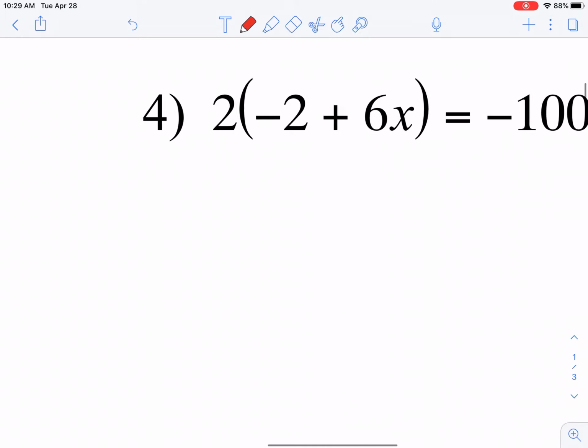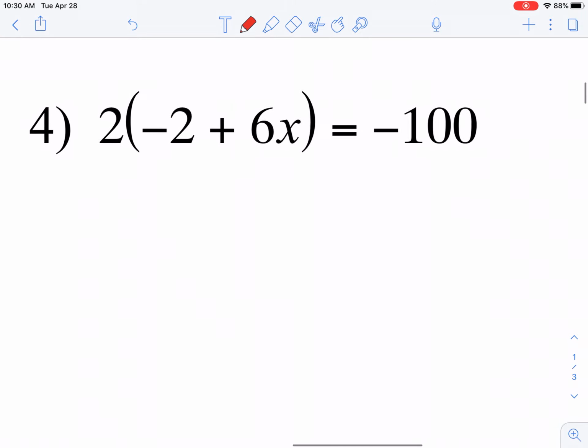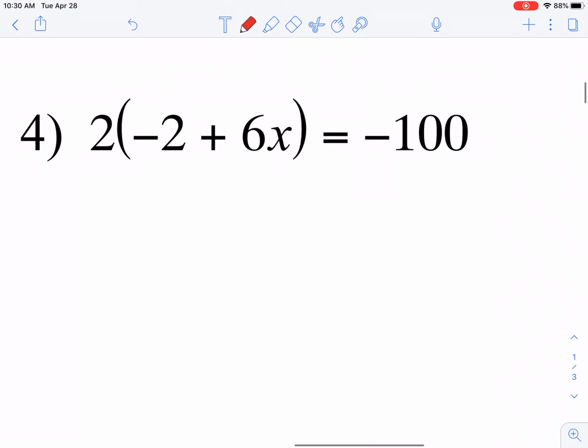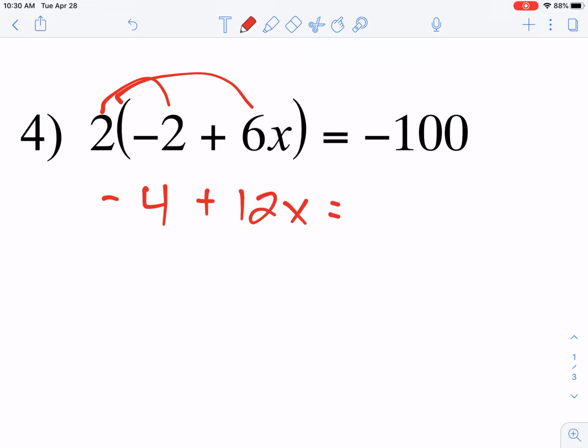Looking at number 4, we've got 2 on the outside, negative 2, and 6 on the inside. We're going to multiply those. 2 times negative 2 is negative 4. 2 times positive 6 is positive 12. X comes with it. The equal sign and negative 100 just drop down. We want to get rid of the minus 4 or negative 4. We're going to add 4 to both sides.